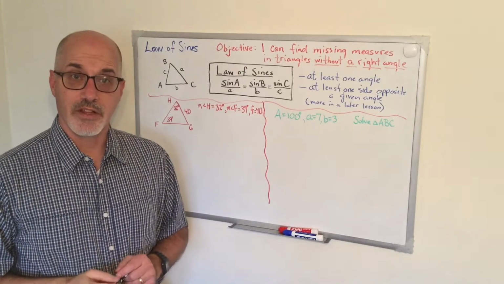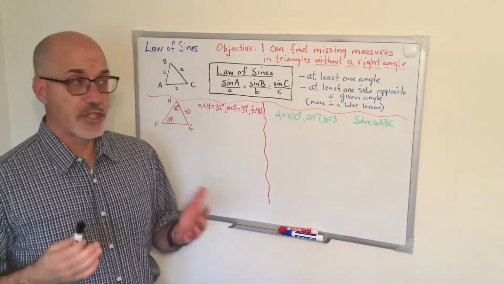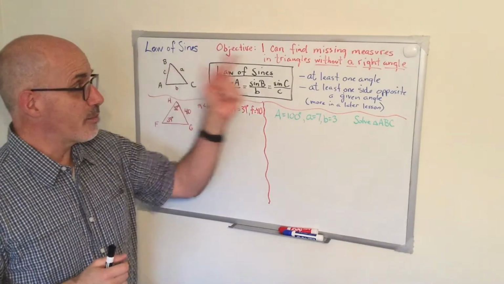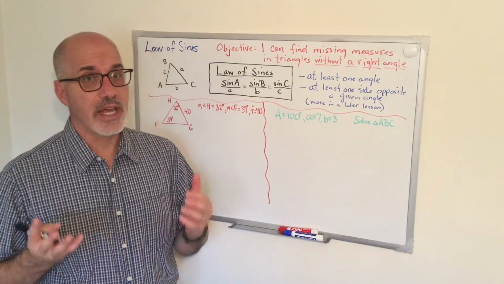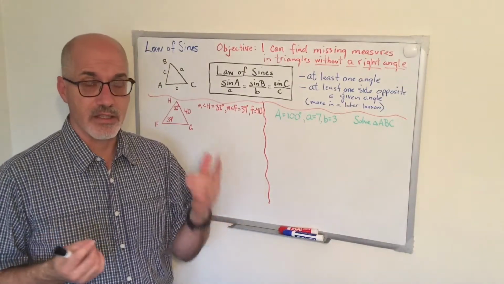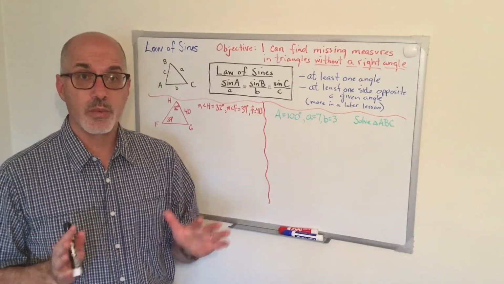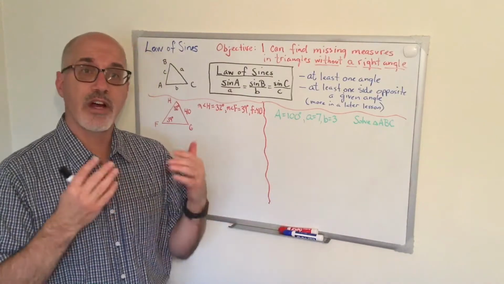This lesson is on the law of sines. Our objective is to find missing measures in triangles without a right angle. We usually have two options when that's the case: the law of cosines, which we'll do in a later lesson, and the law of sines.